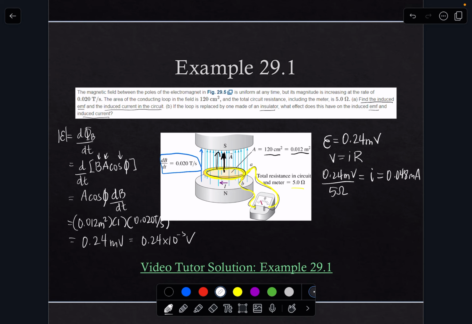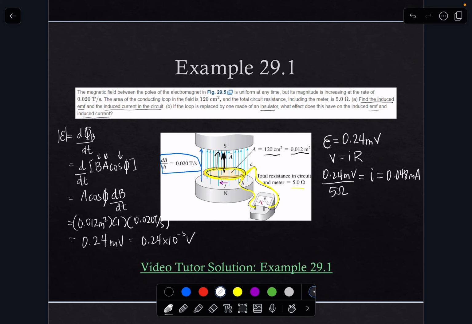And so that's basically answering part A. Part B, what if this loop, which comes out to a resistance of 5 ohms, what if we replace this loop with an insulator, something that has a very, very high resistance, for example, a piece of wood or bone, something with a really high resistance. What will happen to the induced EMF and the induced current?